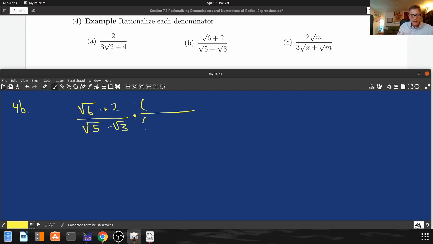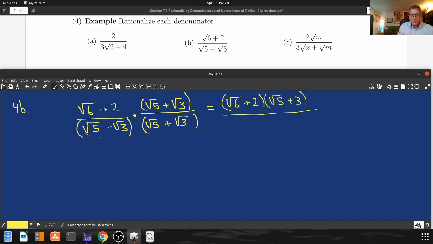Because I want to put this in parentheses, and I want you to put that in parentheses as well. So I want you to write the conjugate of this. Well, the conjugate, all I do is I change the sign. And whatever is in the denominator must also be in the numerator because I'm multiplying by 1. So the numerator is the square root of 6 plus 2 times the square root of 5 plus 3.